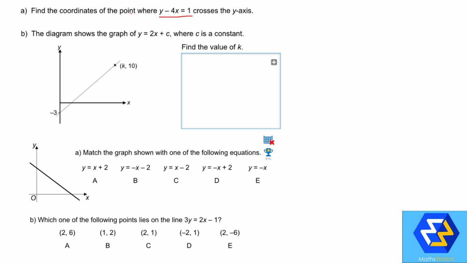So find the coordinates of the point where y minus 4x equals 1 crosses the y-axis. If it crosses the y-axis, then you need to know that x equals 0 at this point, right? Can you see here? X will be 0. So let's substitute 0 in to this formula. You don't even need to rearrange it because x equals 0. So y minus 4 times 0 equals 1. 4 times 0 is 0. So y equals 1. So the actual coordinate, because x equals 0, y equals 1, will just be 0, 1. Like so.